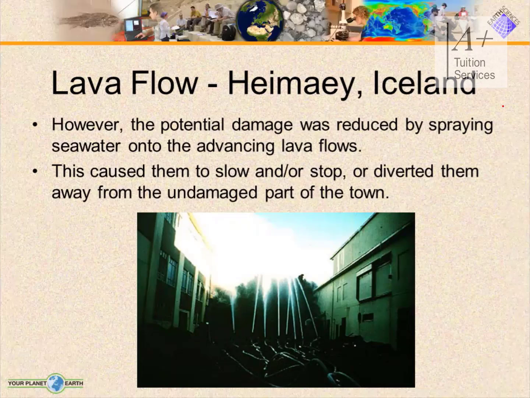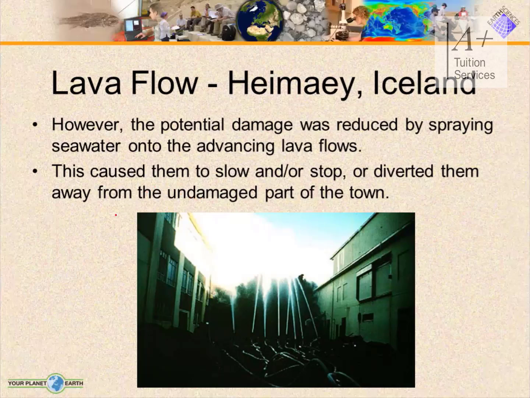However, the potential damage was reduced by spraying seawater onto the advancing lava flow. So they attempted, they pumped water near the coastline and they sprayed seawater. It's just like putting out a flame with water. They try to do the same thing. They try to cool the lava flow. This caused it to slow and stop or be diverted.